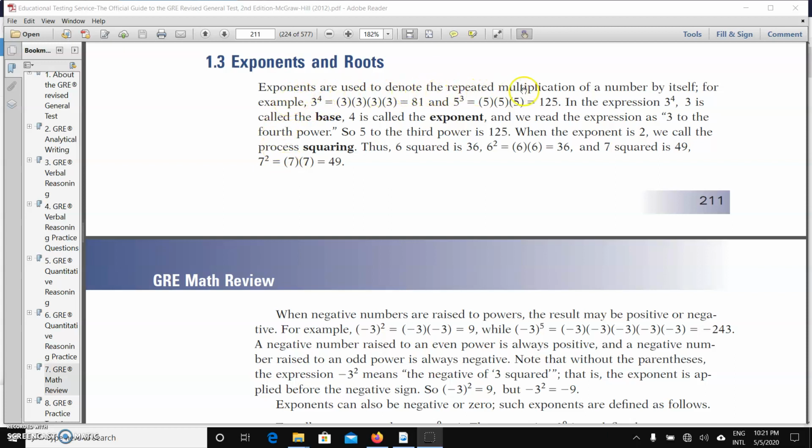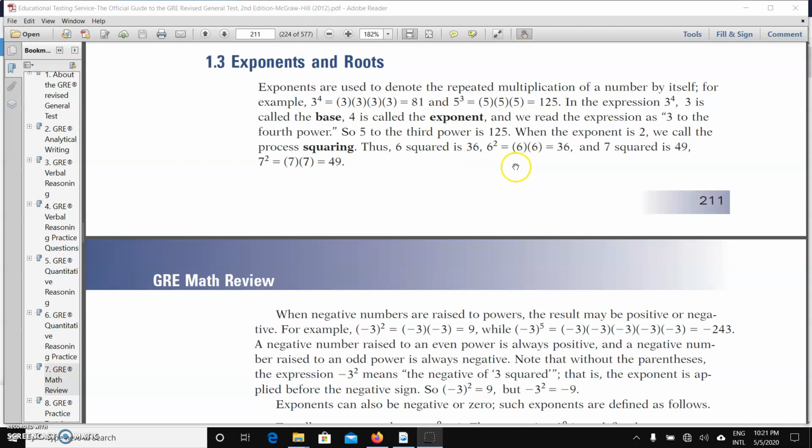Exponentials are used to denote the repeated multiplication of a number by itself. For example, 3 raised to power 4. That's the exponential, raised to power 4. So that will be 3 times 3 times 3 times 3. That means 3 multiplied in 4 places, or 4 times. Likewise, 5 raised to power 3 means 5 multiplied in 3 places. So that's just the meaning of exponent. Now, the 3, let me use this as an example, is the base, and the 4 is the exponent. So raised to power is exponential.